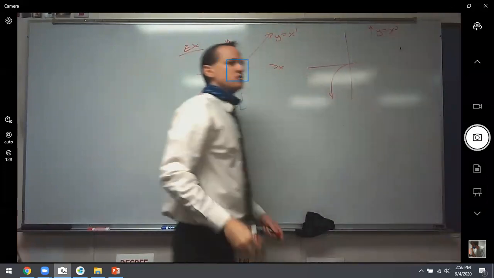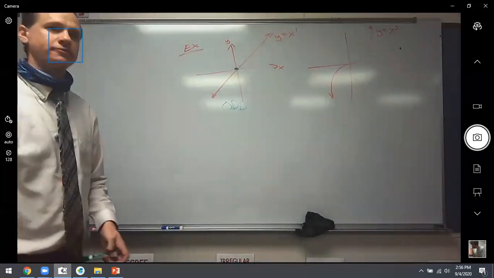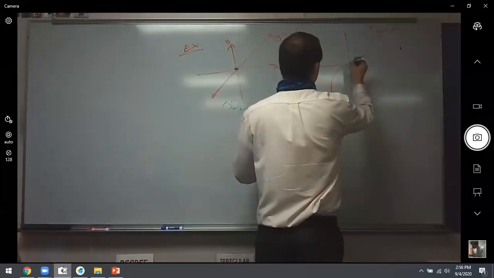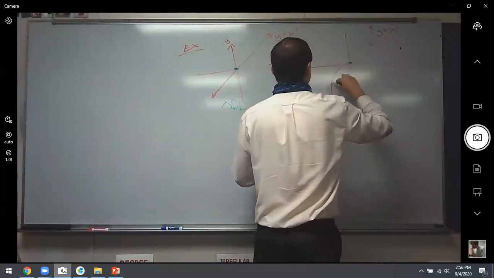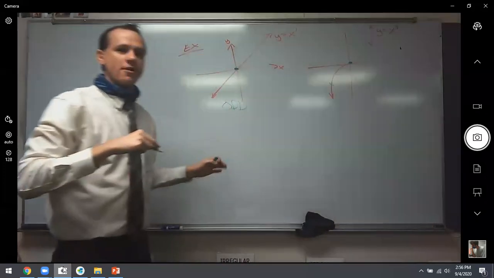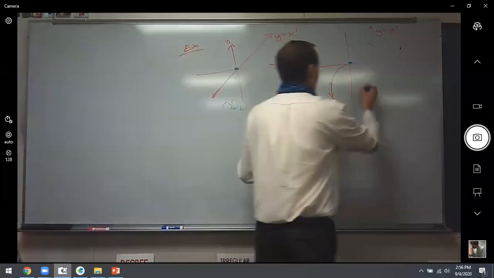Someday we'll talk about this. This is y equals x to the third. Guess what? We already talked about it, but yes, if you took any point here and flipped it over, you'd have a point on the graph again, wouldn't you? And this is odd. Do you see where I'm going with this?